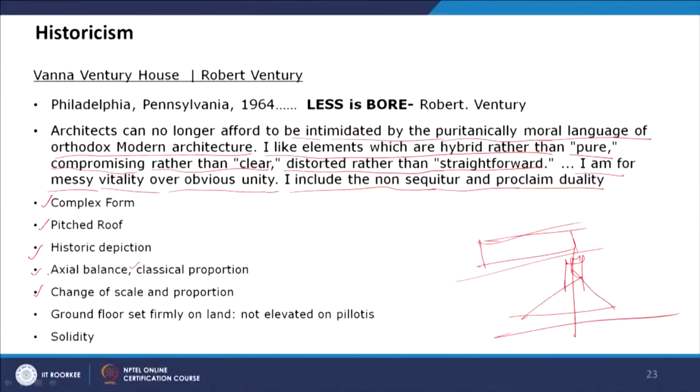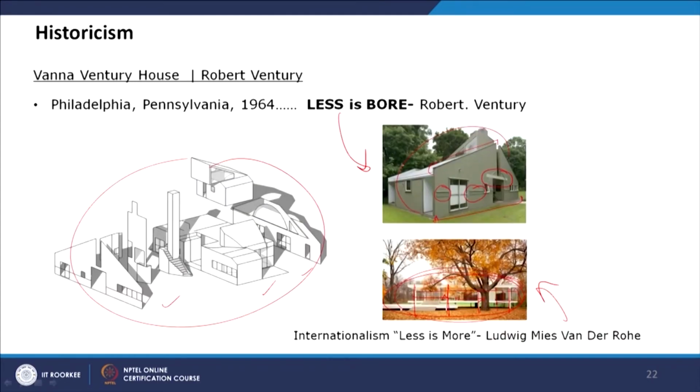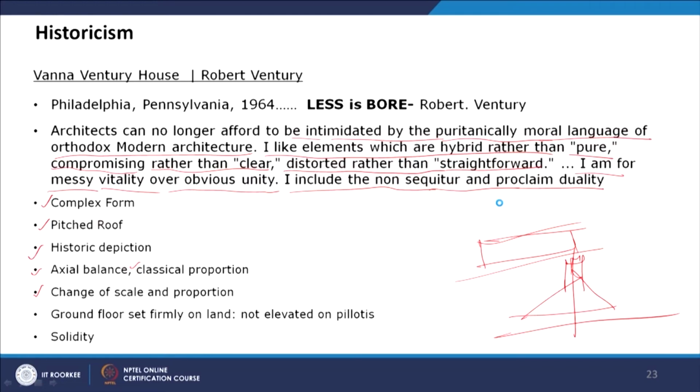That's how he's translating what is there in history into the contemporary approach, transforming the scale and proportion. The ground floor is set firmly on the land, not elevated on pilotis, which was again the style of the internationalist movement. But also there is no elevated platform, which was there in classical architecture. So there's a pediment, and from there it starts, but he changed the way classical architecture is there, shifted the paradigm, relooked at the visual principle of classical architecture, and changed the visual language.